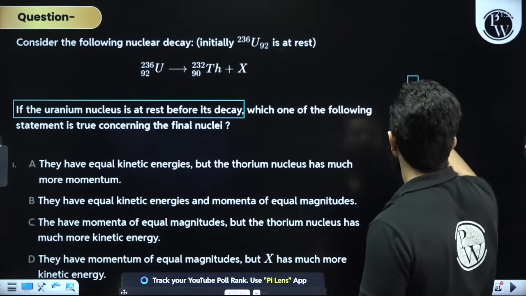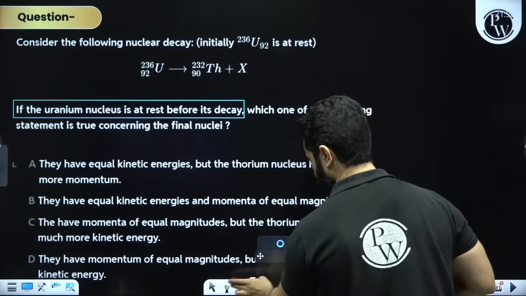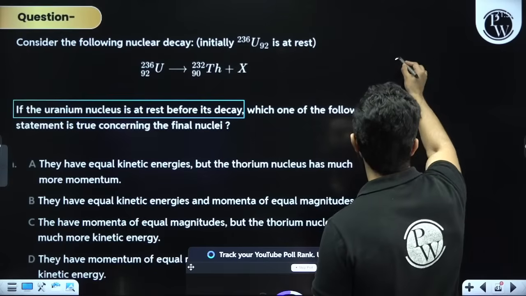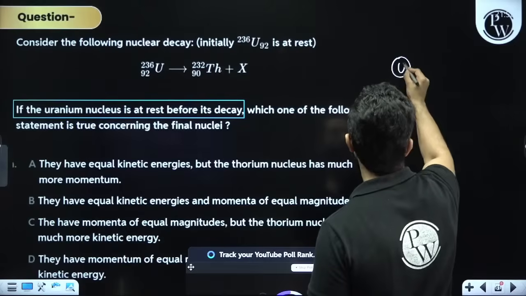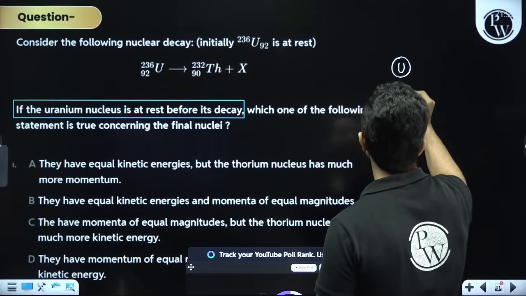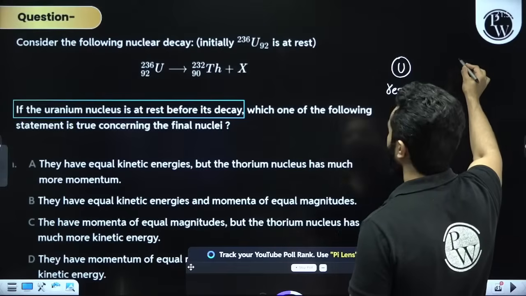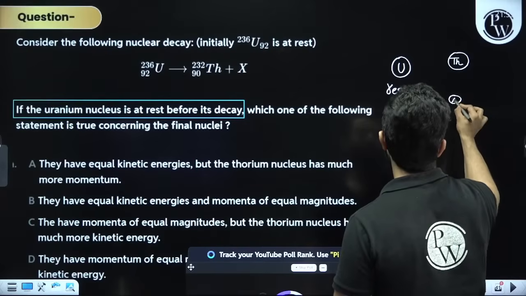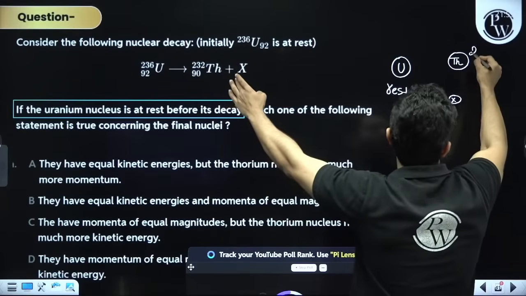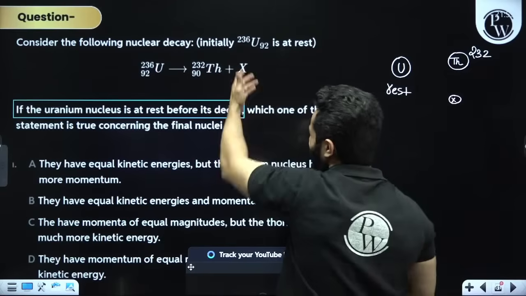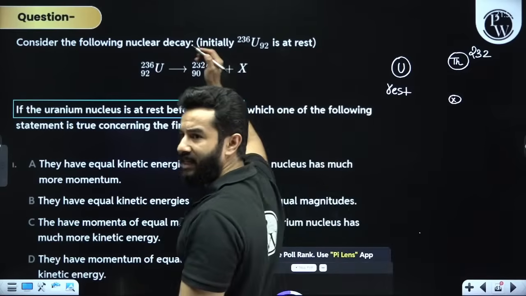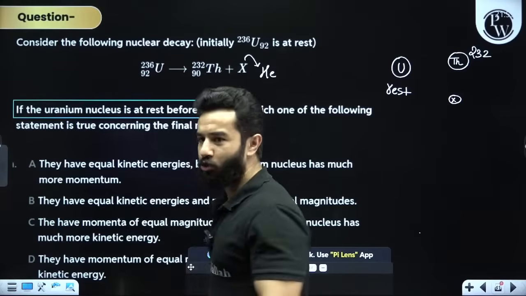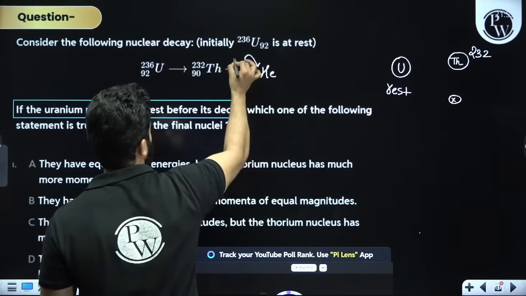Let's suppose this is uranium. Uranium was at rest. Then it decayed, and you have got thorium and you have got X. By the way, thorium is too heavy. Can you please tell me what is X? X is helium. Obviously it's going to be way lighter, so this will be 2 and this will be 4.